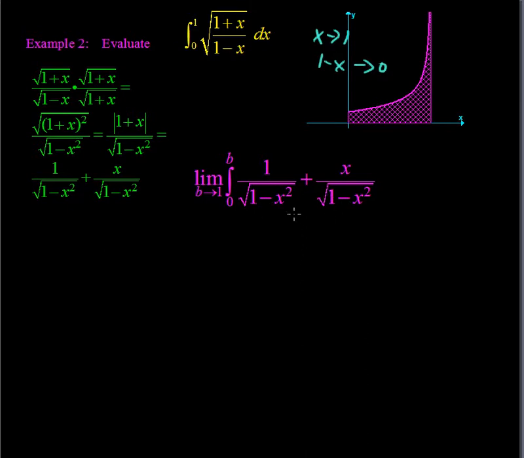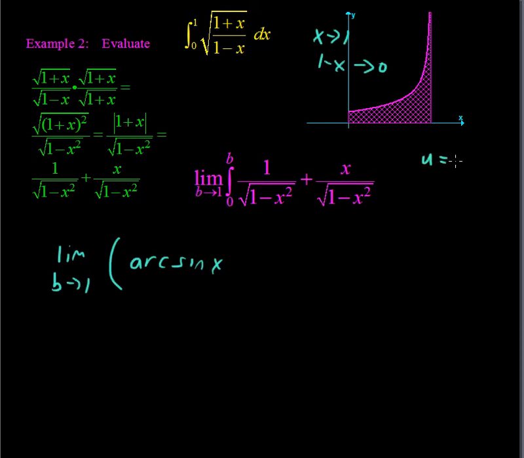And you notice that this first part is actually just an arcsine. So this ends up being the limit as b approaches 1 of arcsine of x. Just review your notes, make sure you recognize that that is actually arcsine of x. And then this one, we can do u substitution for it.